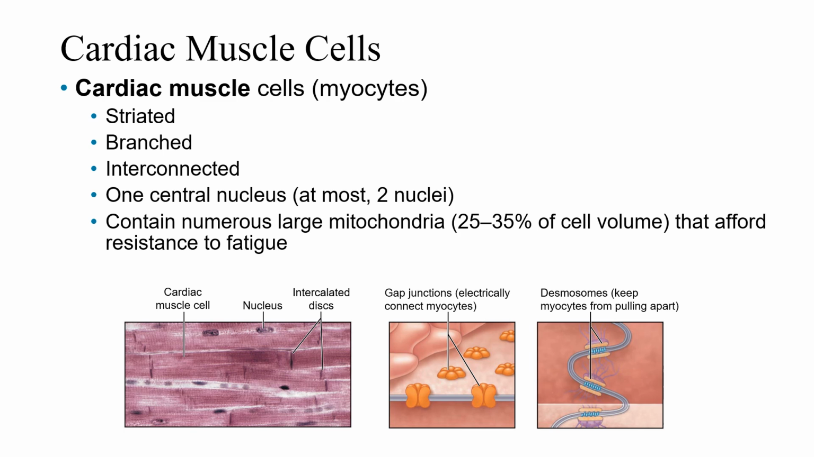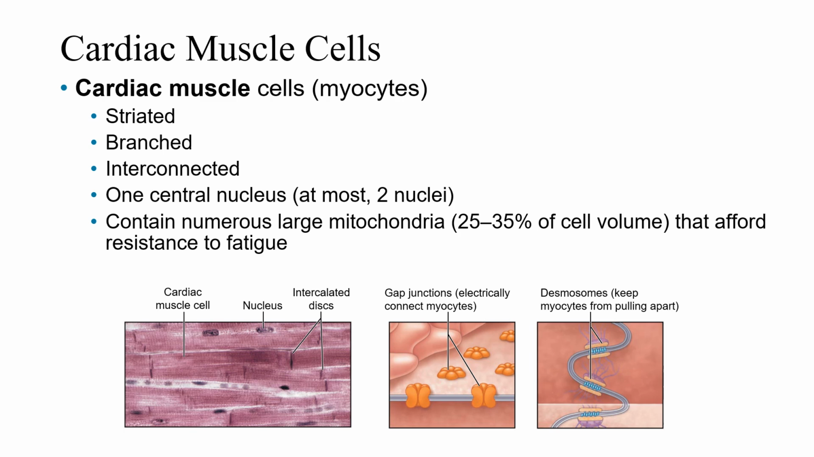And so 25 to 35% of the cell volume of a myocyte is going to be composed of these large mitochondria. And so this is how the heart can continue to beat. It's just continuously synthesizing ATP.